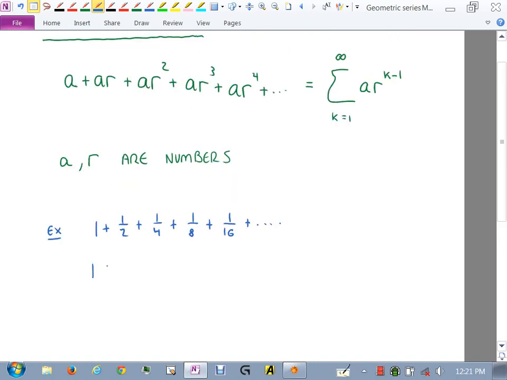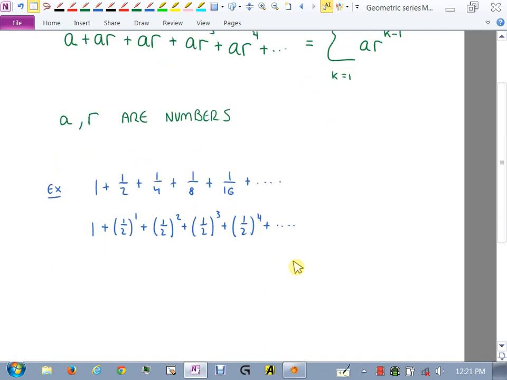Because this is 1 plus 1 half to the first power plus 1 half squared plus 1 half cubed plus 1 half to the fourth plus dot dot dot. Do you agree with that? So what's A for us in this problem, in this geometric series? What's A? 1. It's 1 the whole time. It's the number sitting in front of all of these. 1, 1, 1, 1. And what's R for us? 1 half. Okay? That's a geometric series.